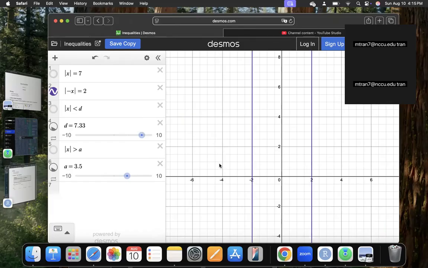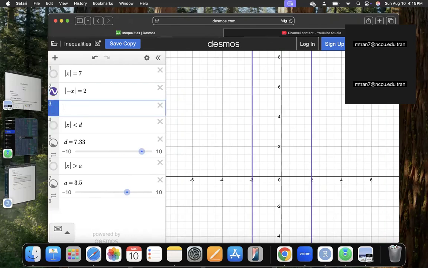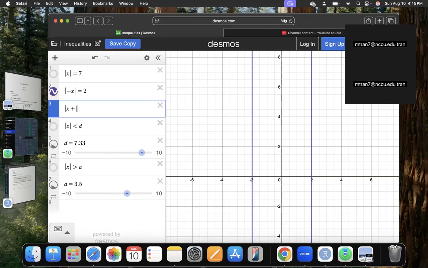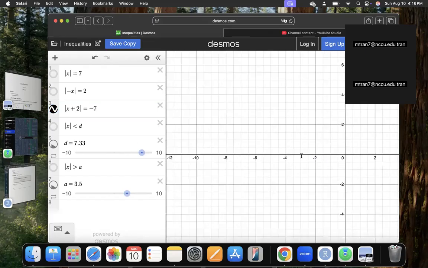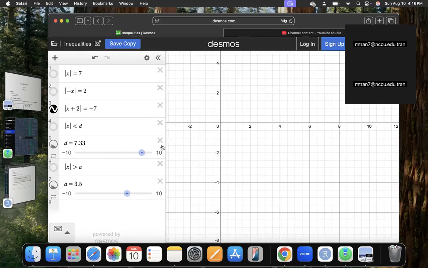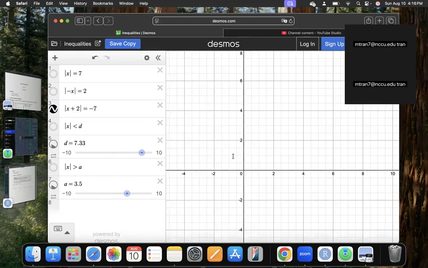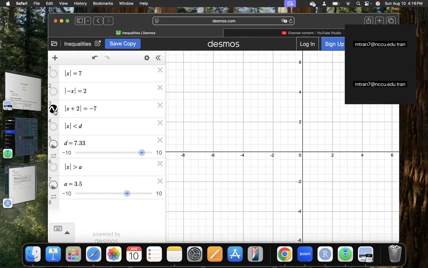Let's do absolute value of x plus 2 equals -7. X plus 2 equals -7. Nothing, right? There's no solution here. There's nothing there. I mean, no solution.